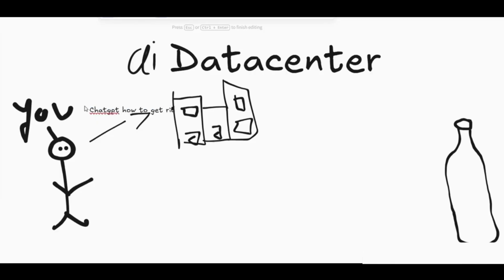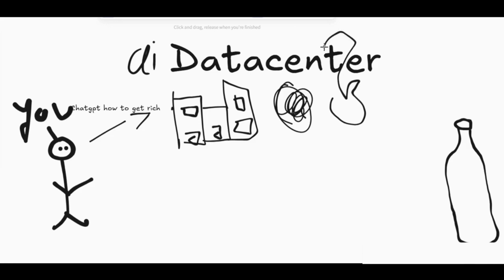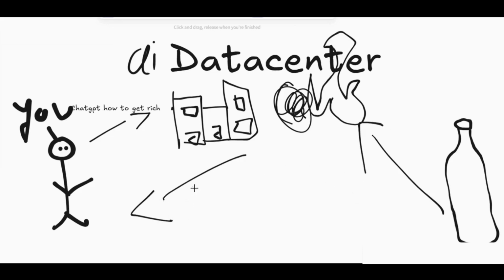While you're busy telling ChatGPT how to get rich, it's sending that to the AI data center, which is using its computer filled with RAM to generate your response. And while it's doing that, it's generating a lot of heat. This is where the water comes in to cool those computers down. And after all that, it gives you back some response you never knew you needed.